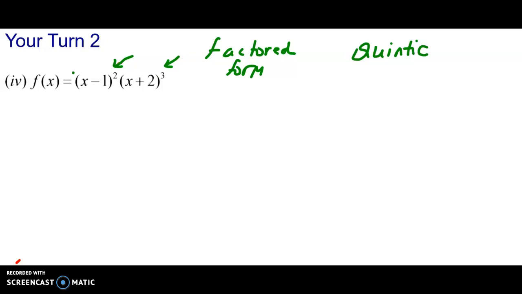The positive leading coefficient is 1, so we know the end behavior is going to go from quadrant 3 to quadrant 1.